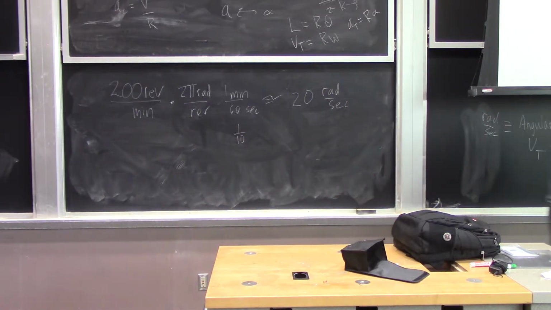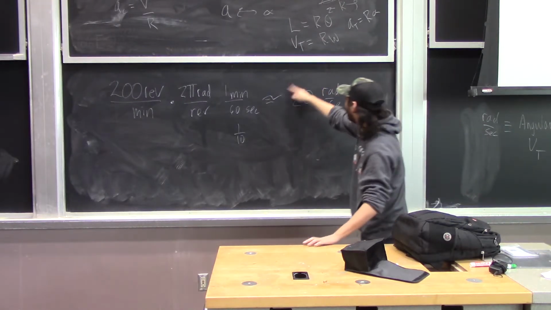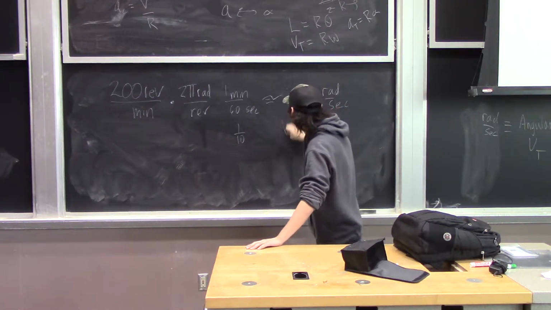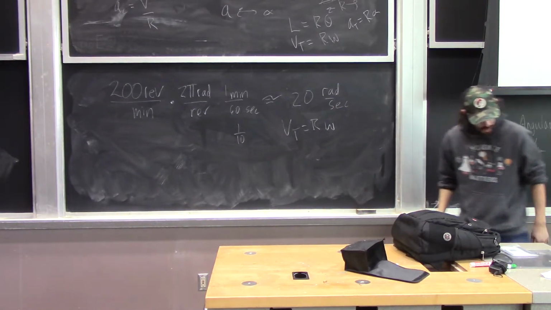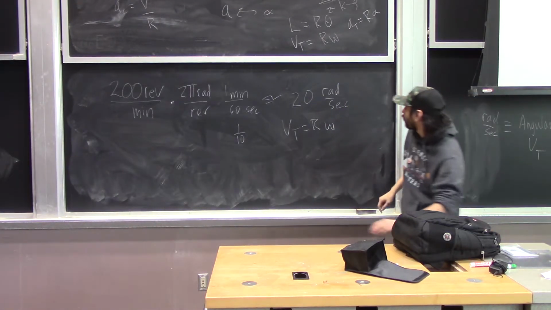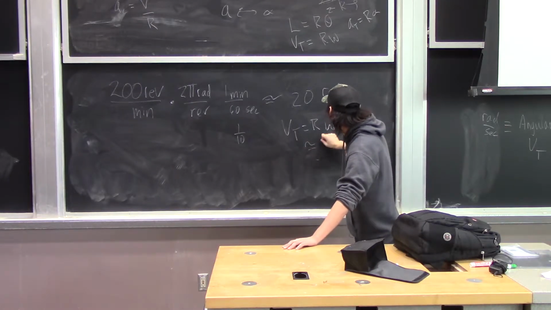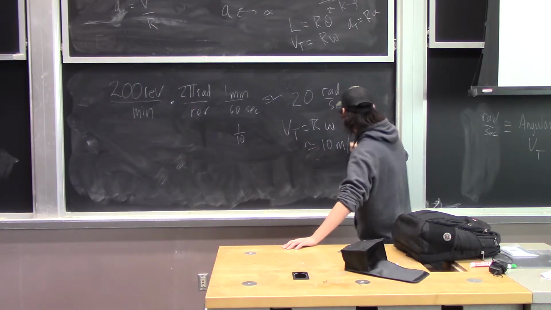Then what we want to do is find what the tangential velocity is from this angular velocity. In order to do that, we say v sub t is going to be equal to r times omega. We multiply it by the radius, and we end up finding that this is approximately equal to 10 meters per second.